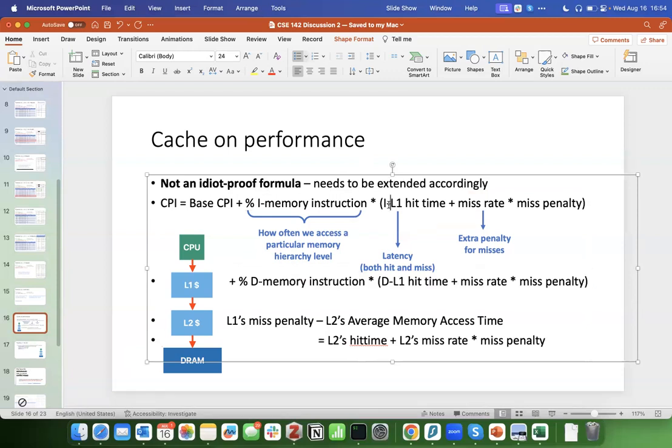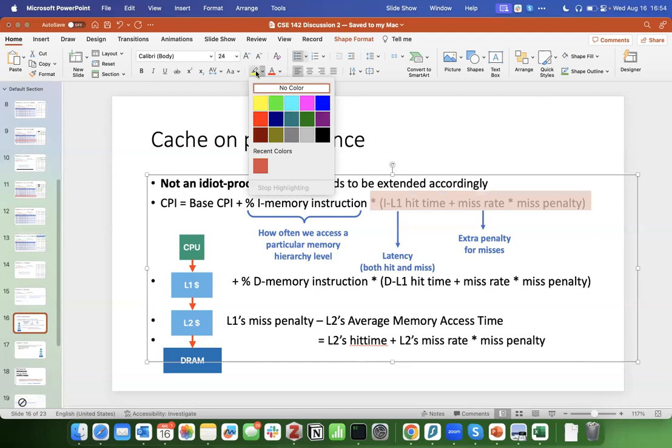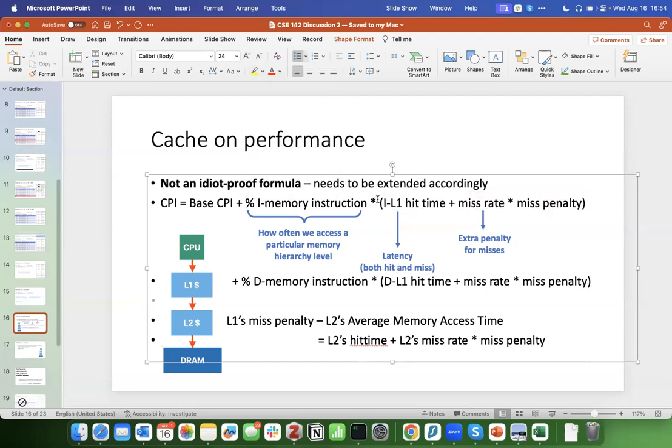But if we have a unified cache, you still need to fetch the instructions from memory and then the load and store ones. Yes, for a unified memory, you can apply the same formula. But this yellow box and this yellow box are equivalent. They're identical if you have a unified memory. It's just like L1's hit time, rather than two different hit time numbers.